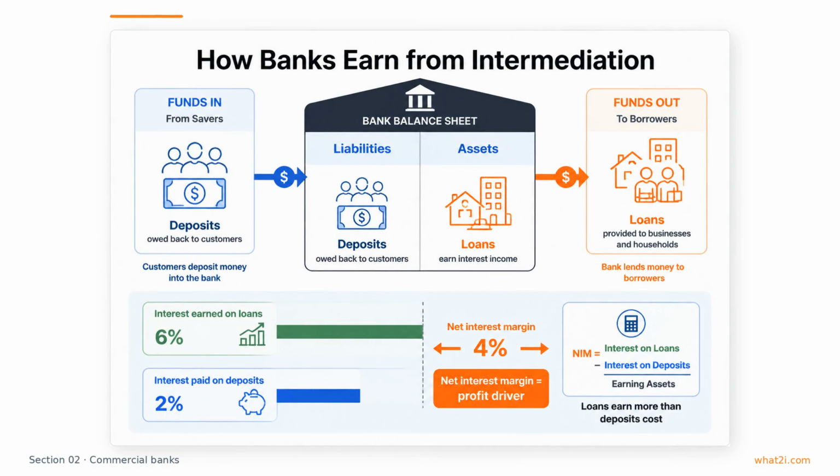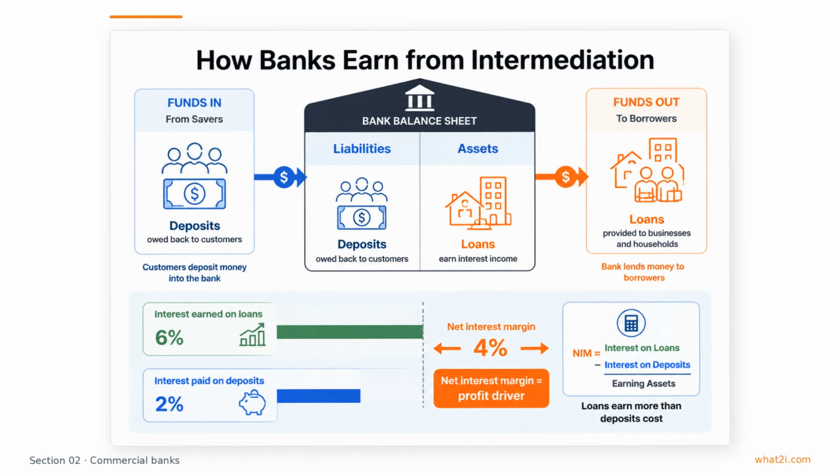A bank's basic business model is called intermediation. It takes in deposits, which are liabilities, because the bank owes that money back to customers, and it uses those funds to make loans, which are assets because they generate income. If the bank earns more interest on loans than it pays on deposits, the difference helps drive profit. That difference is often called the net interest margin.